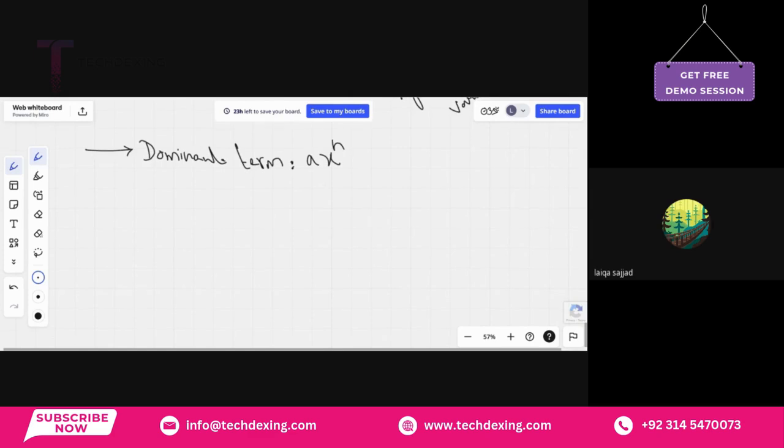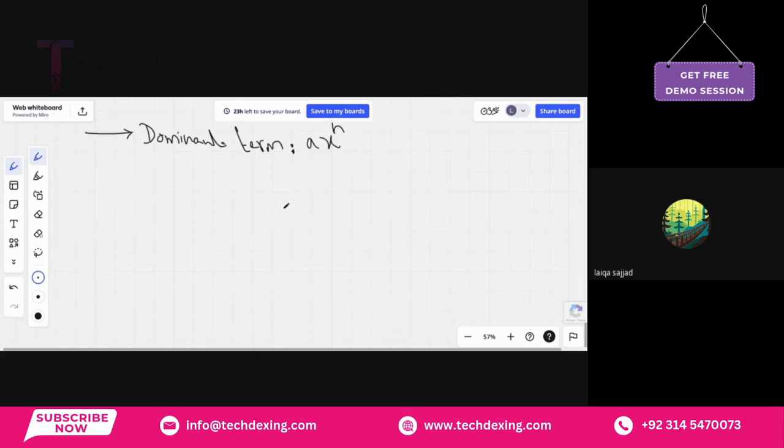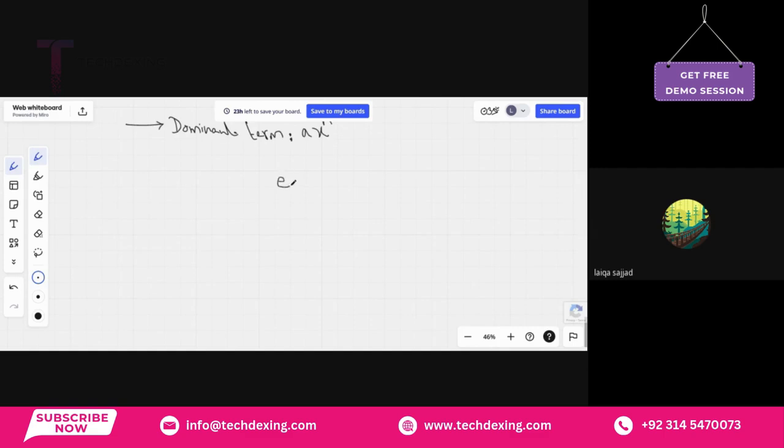Based on this, you have to check two things. You have to check whether this n, the power, is even or odd. And the second thing you have to check is whether the coefficient written with this variable is positive or negative. Based on that, you can have four types of conclusions. So if I write it down, your power n can be even and it can be odd as well.